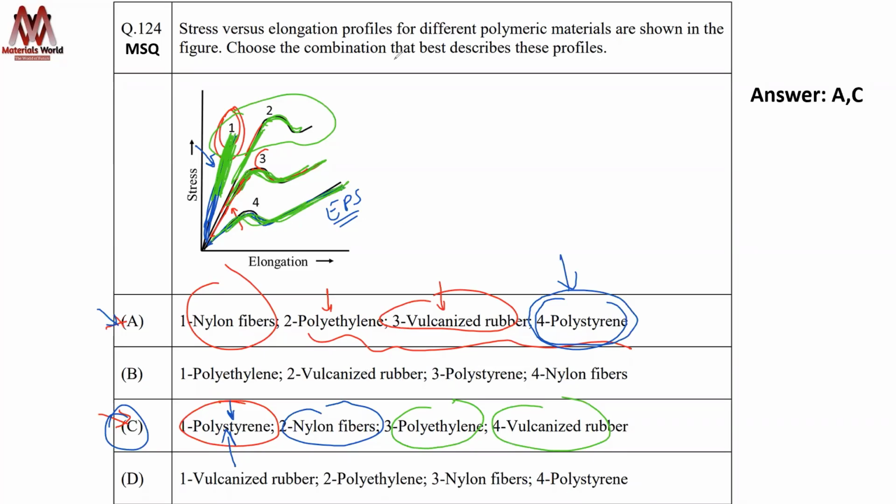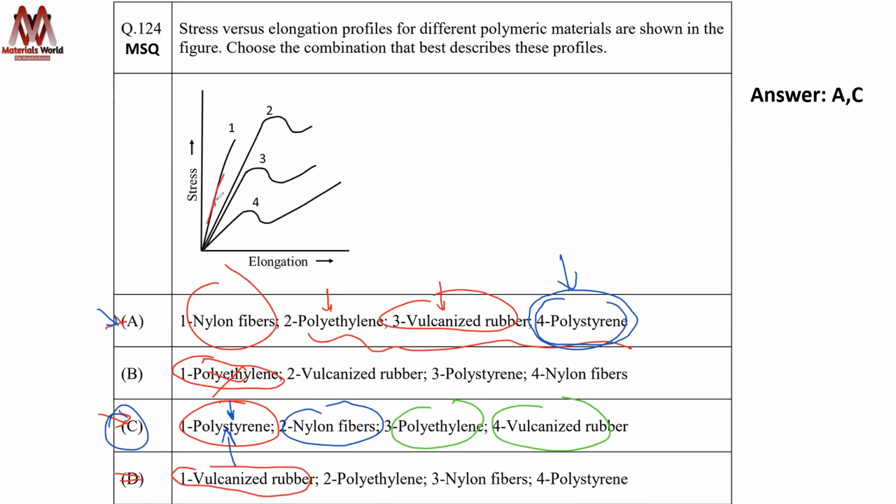Now, why can't B be the answer? One cannot be polyethylene, because polyethylene is not brittle at all. It will show some plastic deformation. So it could not be the answer. And for D, one is vulcanized rubber. That's not possible. Vulcanized rubber will always show good elastic deformation, and also it will not be brittle at all. So A and C is the answer.